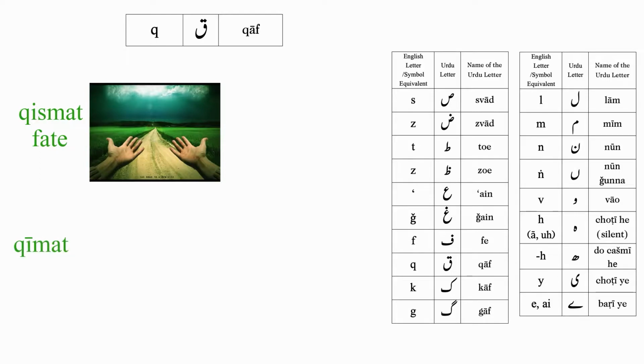Second word, Qimmat. Qimmat means cost. And final word is qarib. Qarib means close.